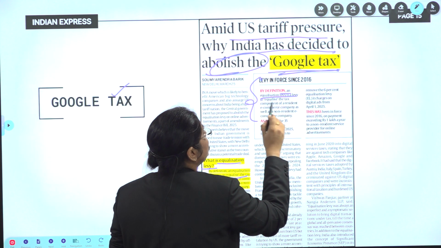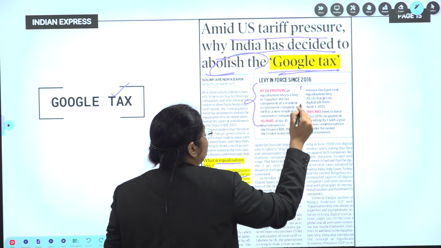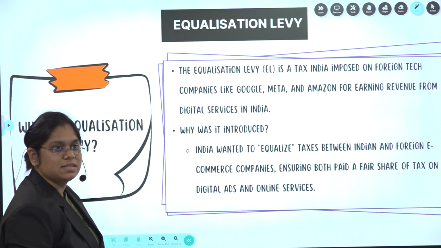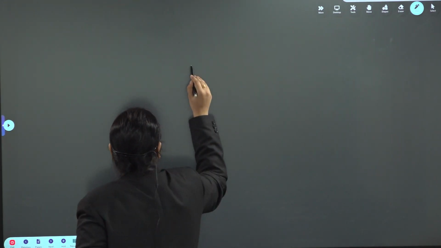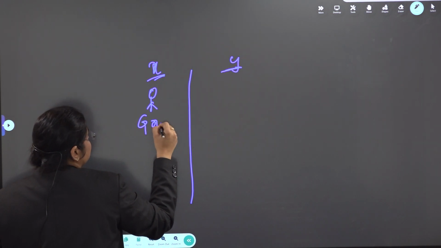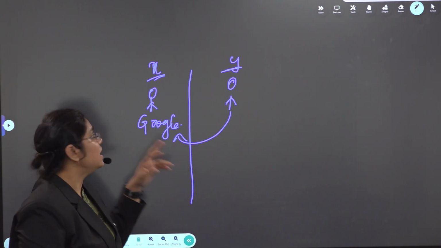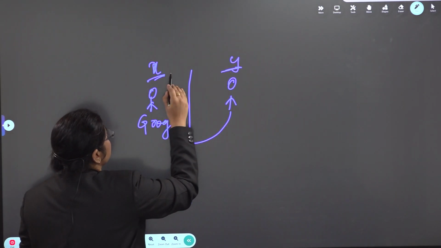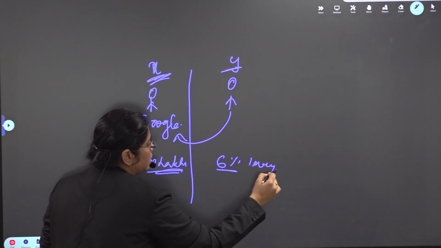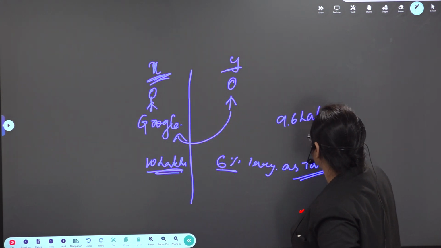An equalization levy is a levy to equalize the tax component of a resident e-commerce company as well as a non-resident e-commerce company. Please do note this definition. This can be asked in the exam. Now let's see what an equalization levy is. Let's take one example. There is a company in X country. Suppose we take Google. Now, as a Y country company, I have to give Google ads. But this Google is in which country? X country. Now what does Y country do? If X country is charging like 10 lakhs, this Y country will charge a 6% levy as tariff, as tax. Now what happens? I need to pay only 9.6 lakhs.